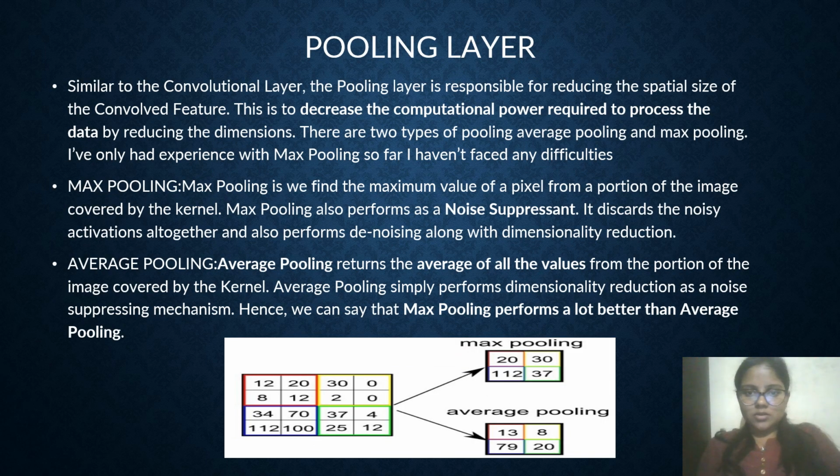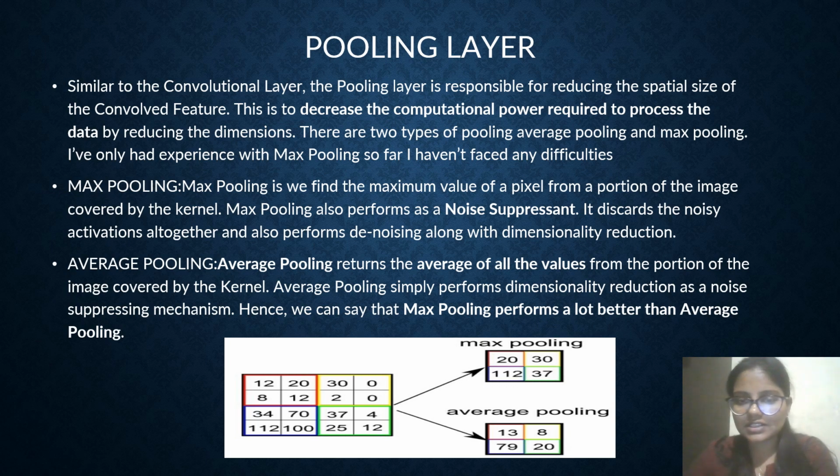We'll now discuss the next layer, called the pooling layer, which is similar to the convolutional layer. This pooling layer is responsible for reducing the spatial size of the convolved feature. The output of the convolutional layer is reduced in this pooling layer. This decreases the computational power required to process the data by reducing the dimensions, which is more helpful for us to classify the image.